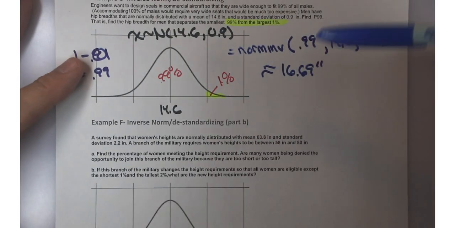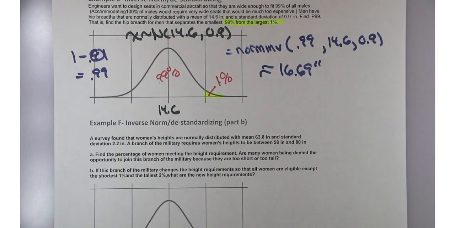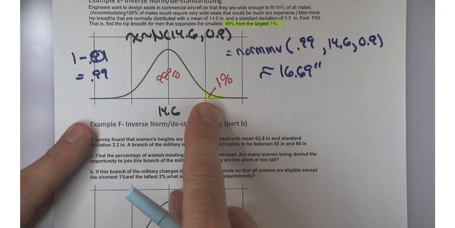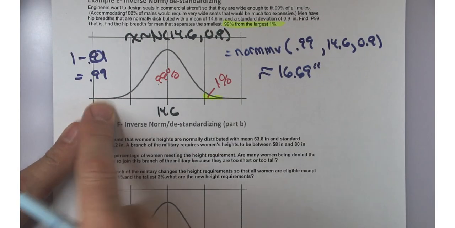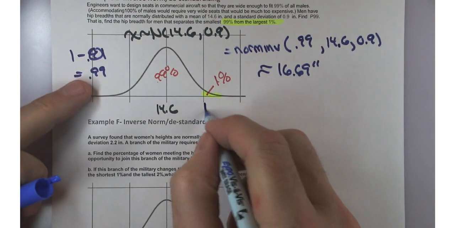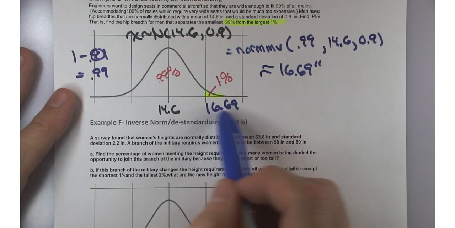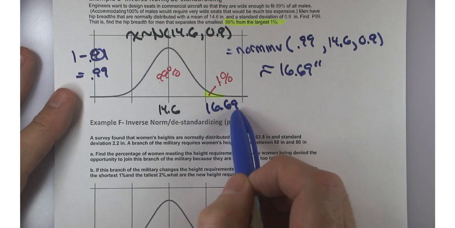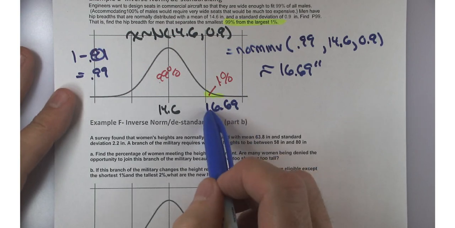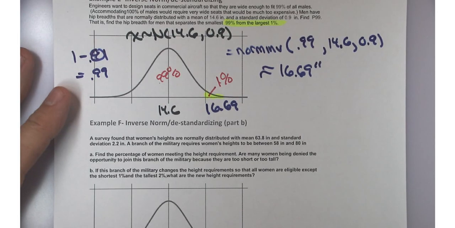Are we okay with example E here? Evan? I just want to get clarification on the question. So, find the hip breadth for men that separates 99%, 1%, and we found 16.69. Correct. That means if your hip is larger than 16.69, you're in the top 1%, and so this number is our separator. Right, that's what we were looking for. That's exactly right. Got it. So this separates the top 1%. These are the people that won't fit in this seat from the 99% that will fit in that seat. All right, thank you. You're welcome.